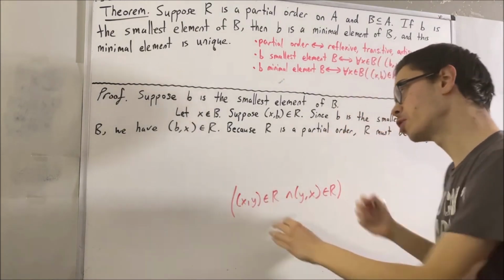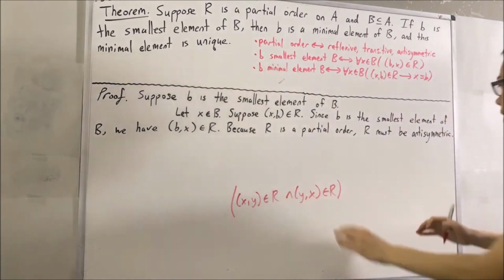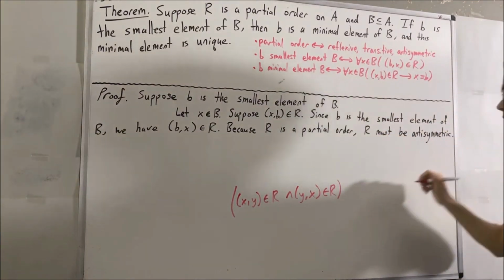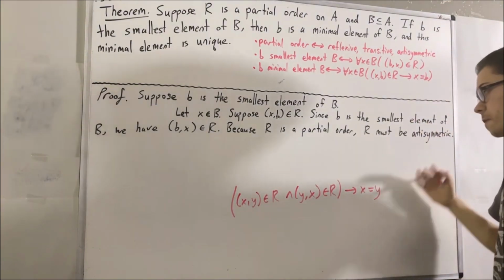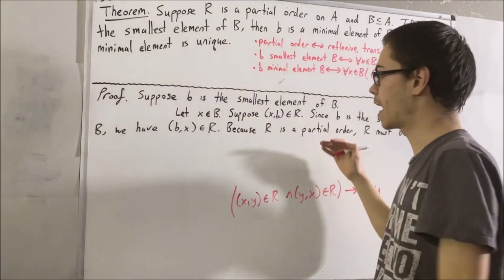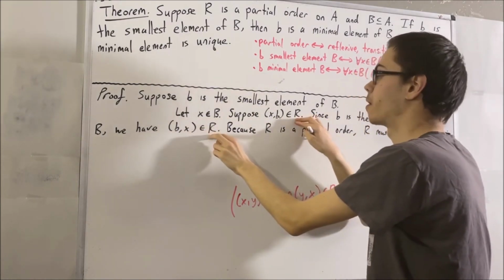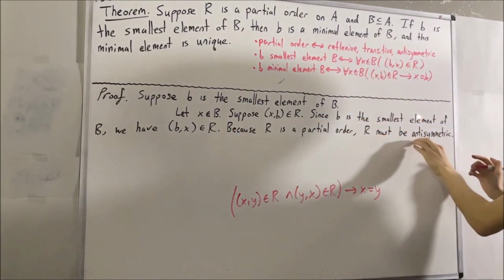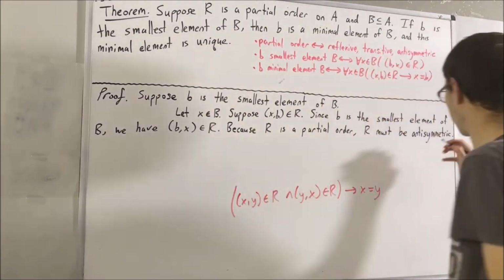so say our two ordered pairs are x comma y and y comma x. If our relation is antisymmetric, then this means that x is equal to y. So in our case, we have x comma b and b comma x, both elements of R. Well, since R is antisymmetric, we can conclude that x is equal to b.